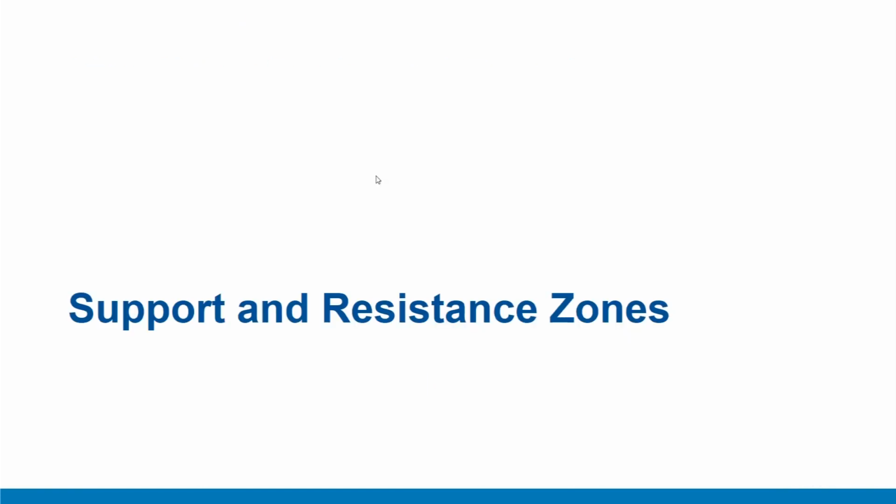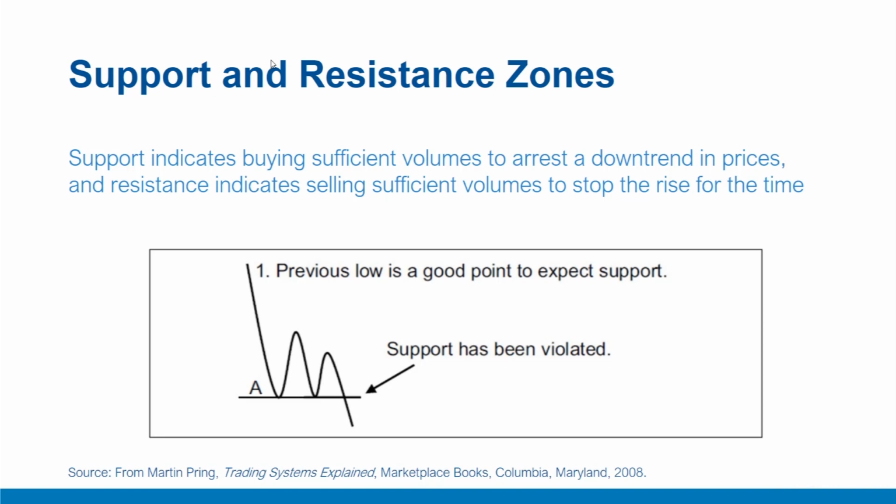In this video, we'll discuss the application of support and resistance zones in identifying price trend reversals. Support indicates buying in sufficient volumes to arrest a downtrend in prices, and resistance indicates selling in sufficient volumes to stop the rise for the time. A good support point is a low in recent memory. For example, point A here serves as a low in recent memory. Think of support as a temporary floor for prices and resistance as a ceiling.